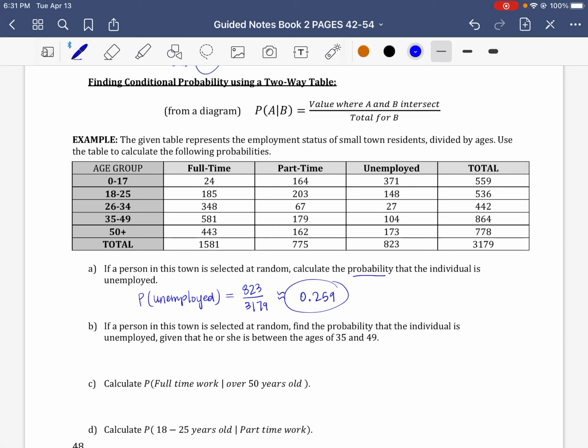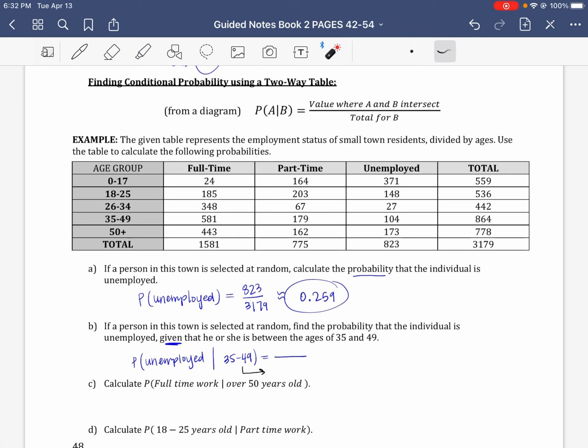Okay. B, if a person in this town is selected at random, find the probability the individual is unemployed given, so there's that word given, that he or she is between the ages of 35 and 49. So as I calculate this, again, I'm going to write it out. Again, we're looking for the probability they're unemployed, but this is given that they're between the ages 35 to 49. So as I calculate, I can't consider anyone except those that are in the ages of 35 to 49.